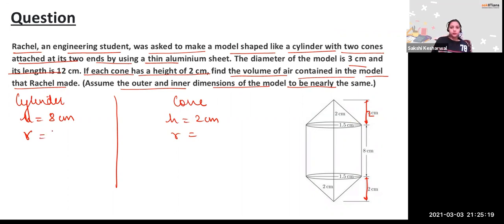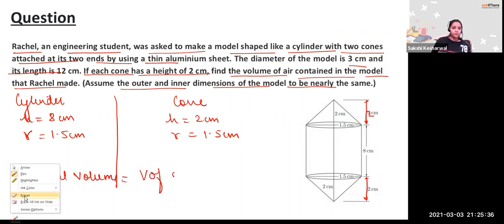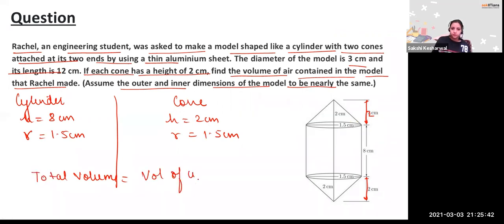So this is equal to 1.5 centimeter, and this is equal to 1.5 centimeter. Now, what will be the volume? The total volume is equal to the volume of cylinder plus 2 times the volume of cone, yes or no?